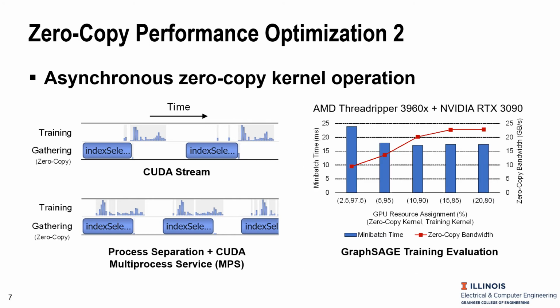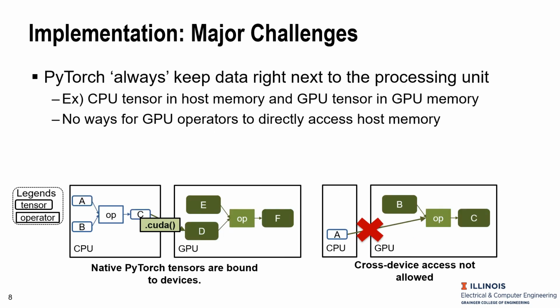On the right side of the slide, we show the empirical result of using different GPU partition ratios for the zero-copy accesses. When we allocate about 2.5% of the GPU resource for the zero-copy kernel, the bandwidth is limited to about 10 GB per second, which is significantly lower than the maximum PCIe Gen 4 bandwidth. However, as we start increasing the portion of the GPU resource allocated for the zero-copy kernel, we can clearly see the zero-copy bandwidth is also increasing. In our setup, we get the best performance when 10% of GPU resources are allocated for the zero-copy kernel.